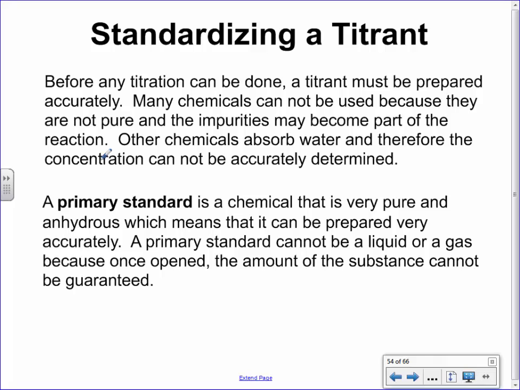Okay, let me read off my slide here, which I rarely do. Before you do any titration, though, a titrant must be prepared accurately. That's that word again, accurately. You have to know with confidence the concentration of the stuff that you're pouring in through your burette. Now, one of the problems we have is that many chemicals can't be used because they're either impure, the impurities become part of the reaction, or maybe the chemicals absorb water, and therefore your concentration cannot be accurately determined. So what we have to use is something called a primary standard.